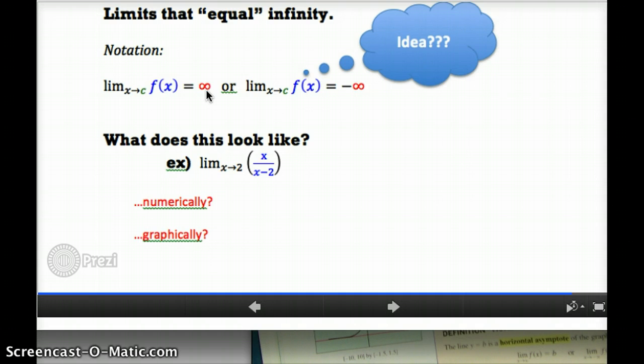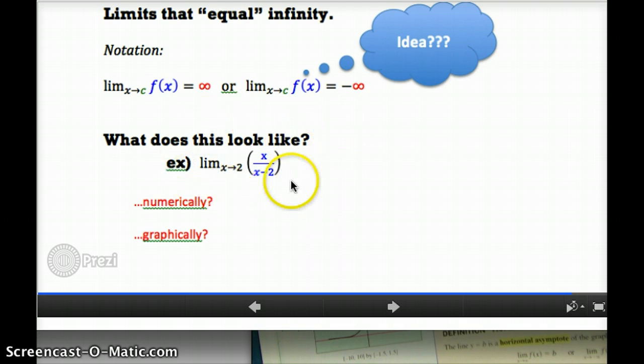Now, notice we're lying a little bit. It's not like you ever get infinity as a numerical answer. It's an idea. Similarly, we could say as x approaches some number c, f of x equals negative infinity, and what we mean by that is that f of x is getting very negative, so very small, or a large number with a negative in front. In order to really understand this idea, we usually look at it in two different ways. We look at it numerically and graphically.